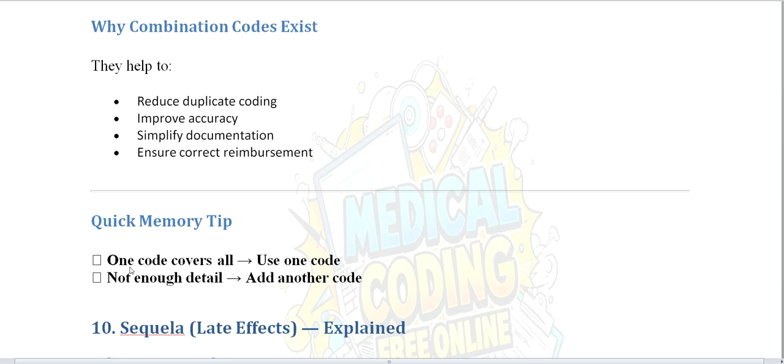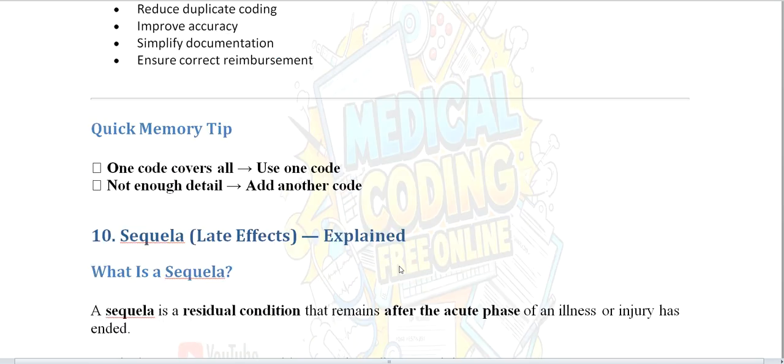So this is what quick memory for one code covers all. Use one code. Not enough detail, add another code. That's it. Then heading: Sequela. Let me explain what Sequela means.